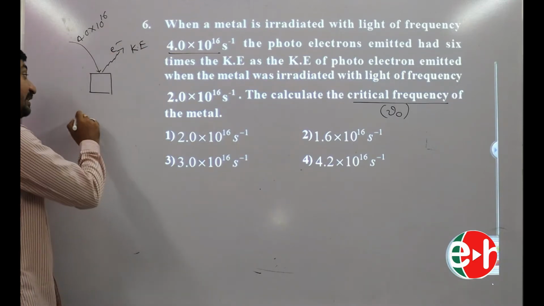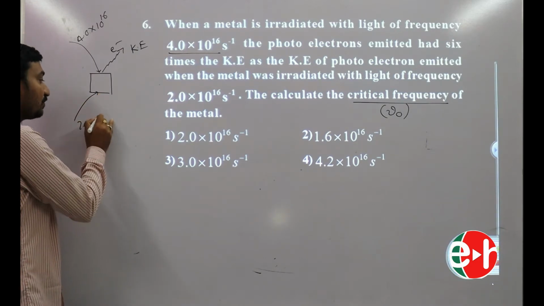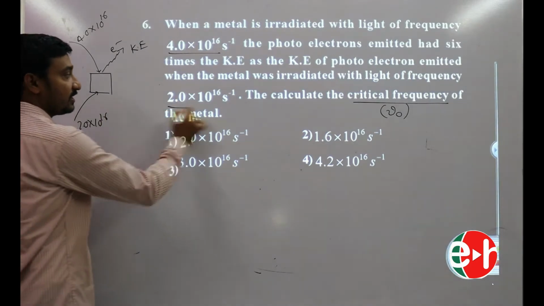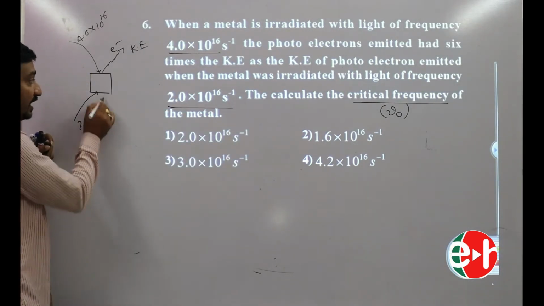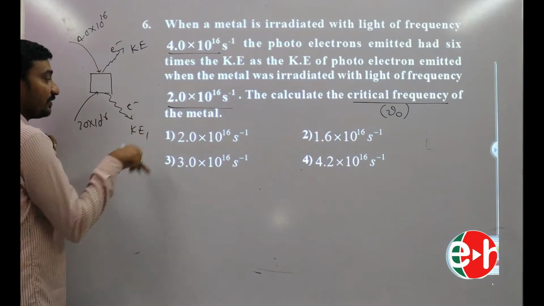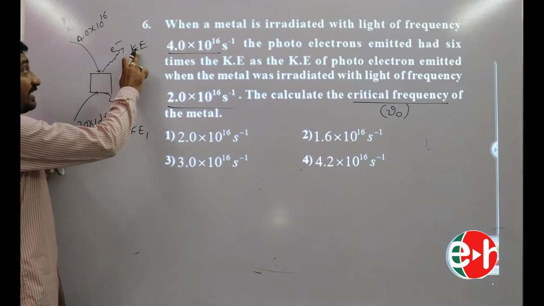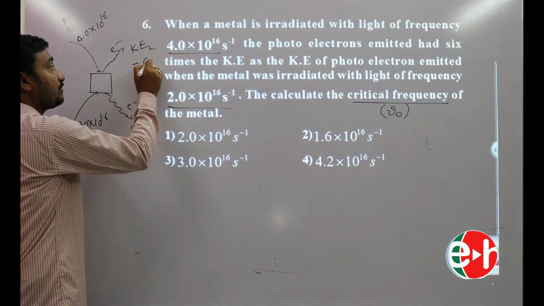6 times that when another electromagnetic radiation with frequency 2.0 × 10^16 second inverse strikes. Here also an electron is emitted. Here the kinetic energy is say Ke1. So this kinetic energy is 6 times of this kinetic energy. That means Ke2 is equal to 6 Ke1.